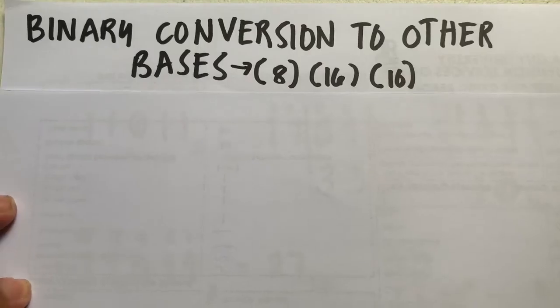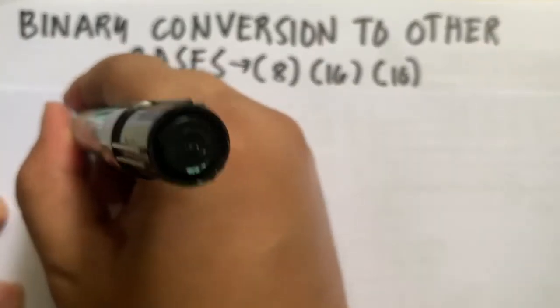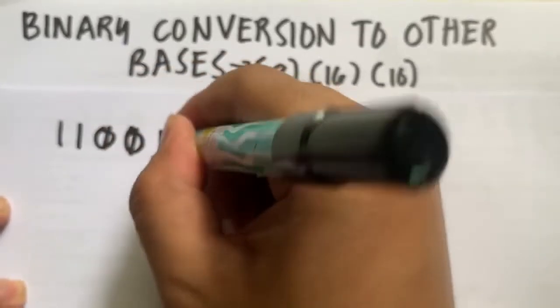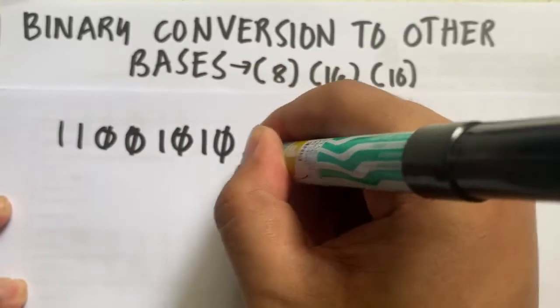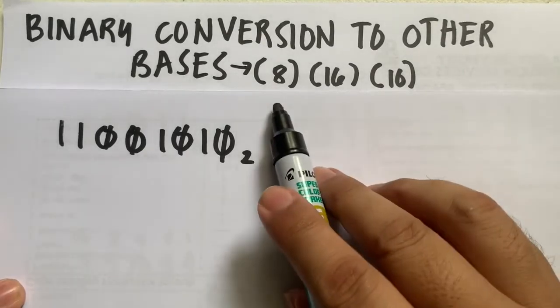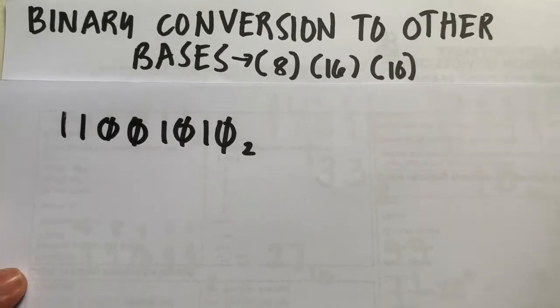Let's have one more example. Say you are given 1, 1, 0, 0, 1, 0, 1, 0 in base 2. How are we going to convert this into its octal, hexadecimal, and decimal?